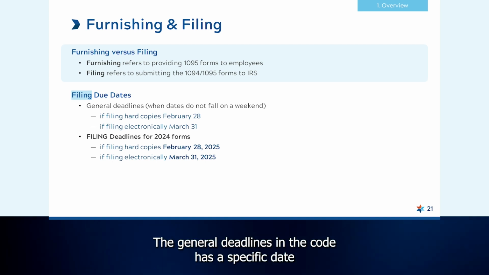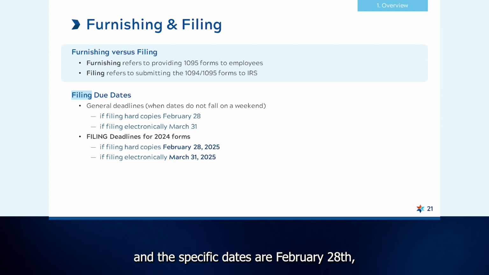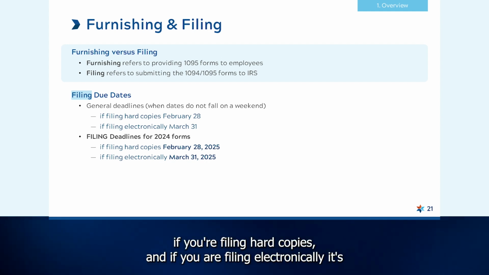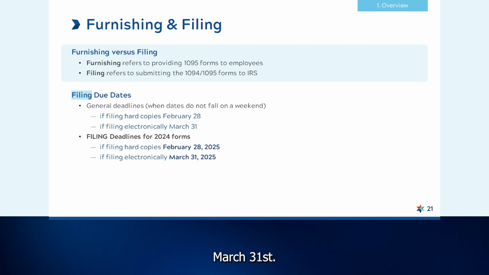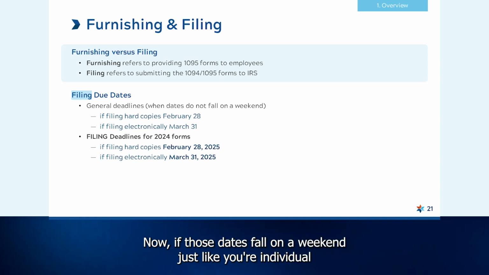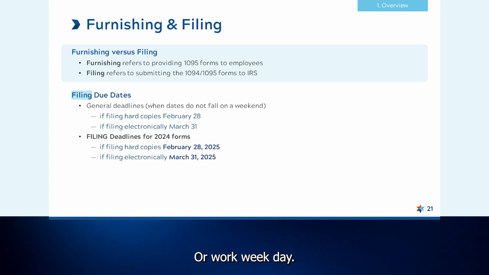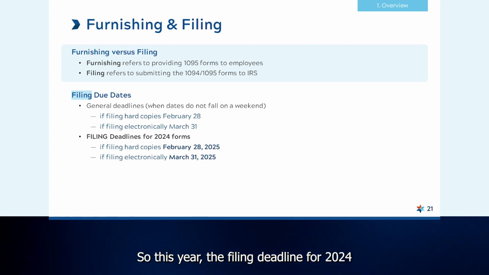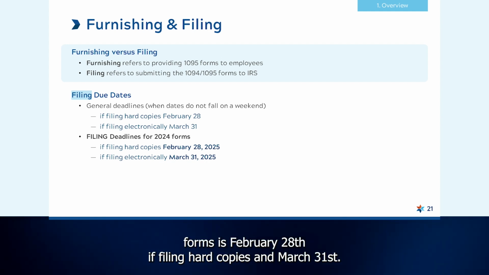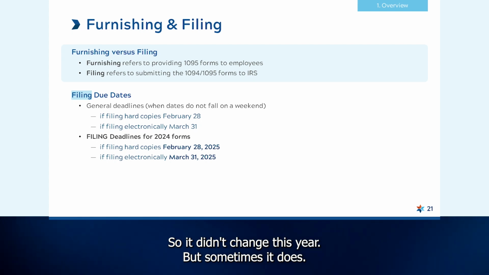The general deadlines in the code have specific dates. The specific dates are February 28th if you're filing hard copies, and if you are filing electronically, it's March 31st. Now, if those dates fall on a weekend, just like your individual taxes, the date gets changed to a weekday, right? So this year, the filing deadline for 2024 forms is February 28th if filing hard copies, and March 31st. It didn't change this year, but sometimes it does.